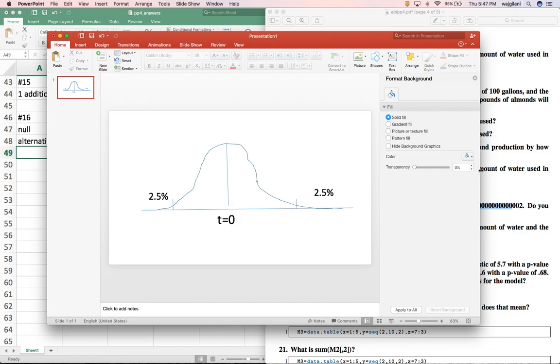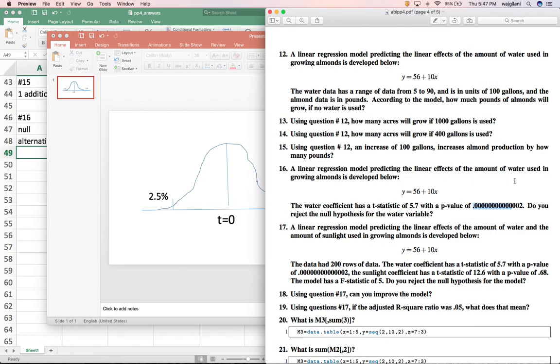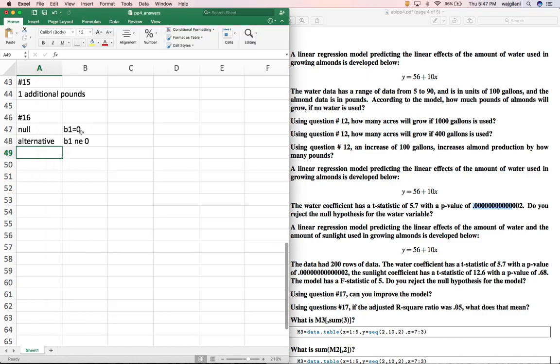What that implies is, hey, that coefficient is not driven purely by random error. There's something else driving that value that we got, 10. Therefore, we are going to reject the null hypothesis that beta 1 equals 0, or basically that coefficient 10 is 0. And we're going to accept the alternative that 10 is truly not 0, meaning that the coefficient, the 100 gallons of water, in units of water, the gallons of water, does in fact have some sort of linear relationship to the pounds of almonds being grown.